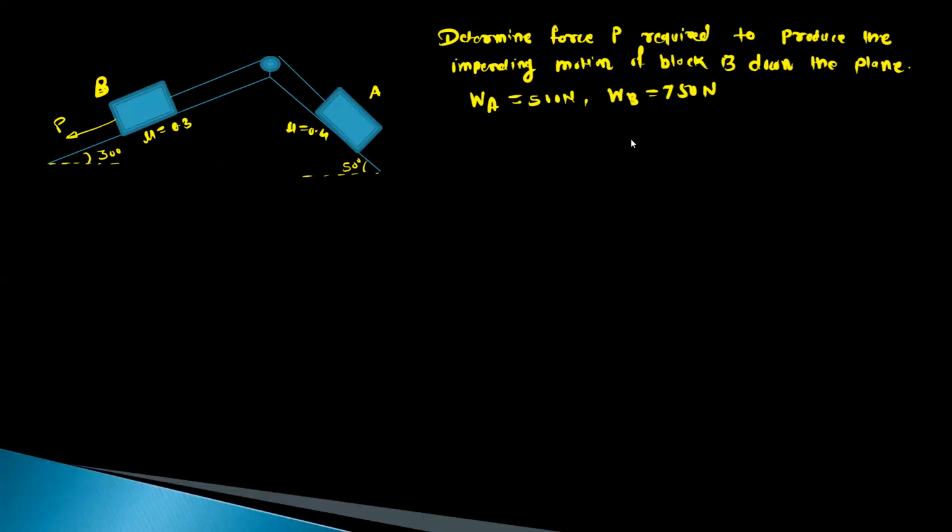In the last session, we have seen the problem on the block friction. This problem is for the connected blocks. We have to determine the force P required to produce the impending motion of the block B down the plane. The weight for the block A is 500 Newton, and for the block B it is 750 Newton. Here two blocks are connected by this cable, and this cable is passing over the smooth pulley.